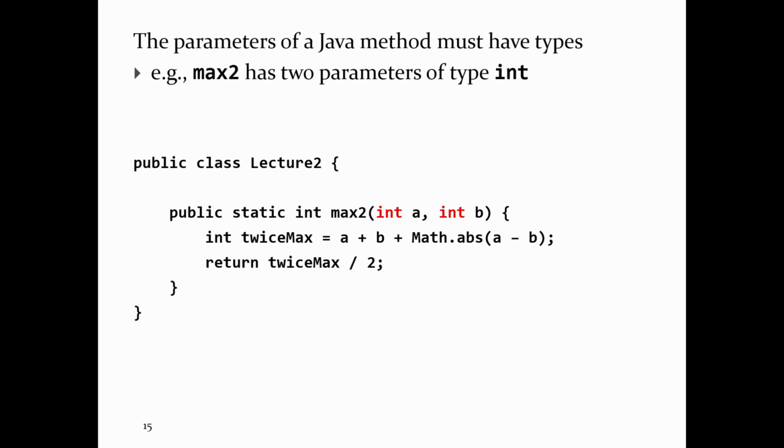Like all variables in Java, they have to have a type. So the type of A is int and the type of B is int. You can have 0 parameters up to an unlimited number of parameters.